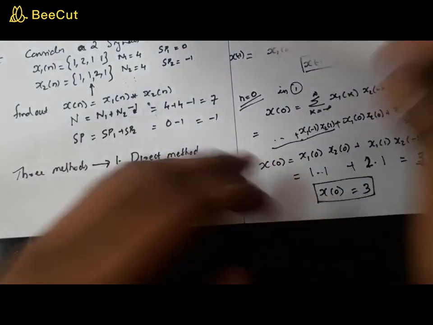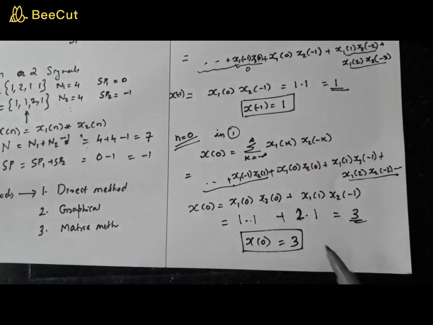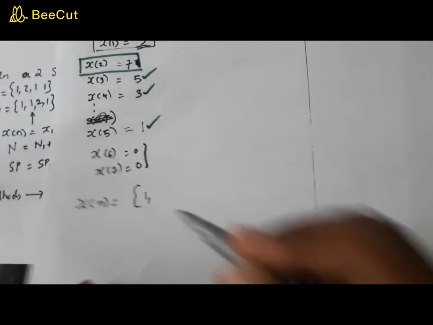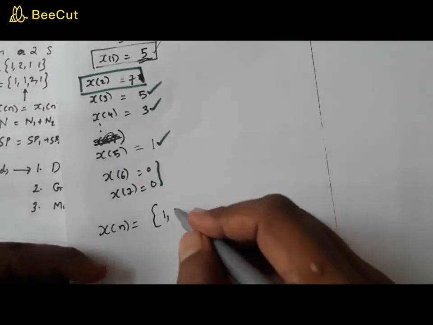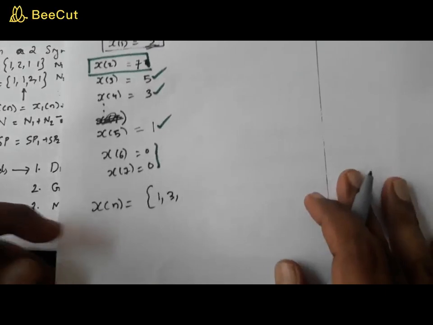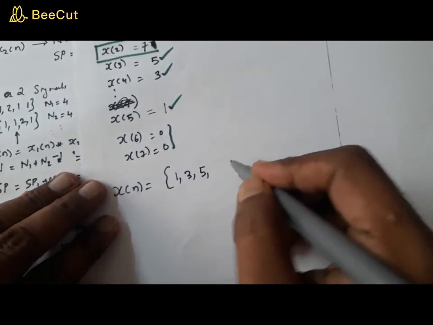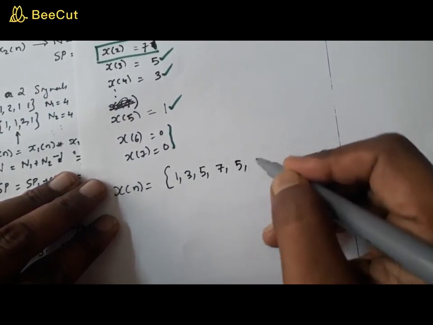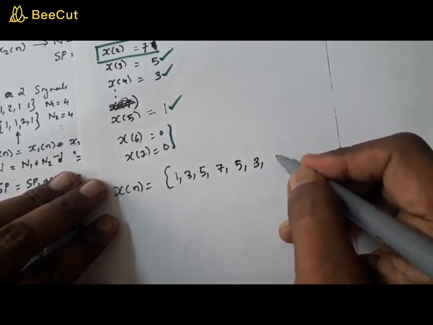That is, it starts with x of minus 1 is 1, right? Then what is x of 0? x of 0 is 3. x of 1 is 5. x of 2 is 7. x of 3 is 5. x of 4 is 3. x of 5 is 1.